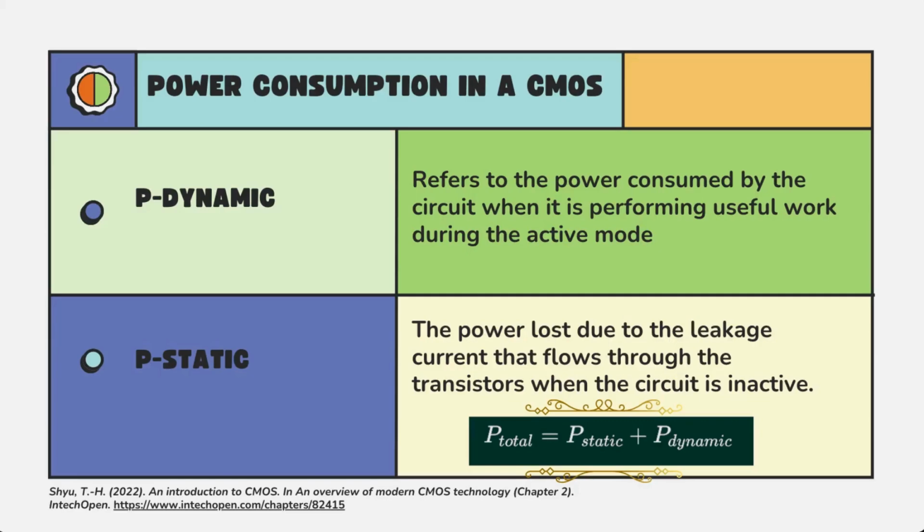In a CMOS, the first one is P dynamic. It refers to the power consumed by the circuit when it is performing useful work during the active mode. While P static is the power loss due to leakage current that flows through transistors when the circuit is inactive. Again, when the circuit is inactive. To calculate it, you need to add P static and P dynamic to get the P total.